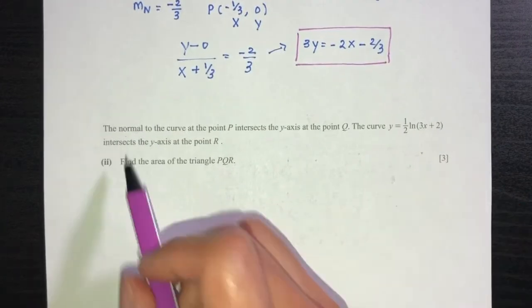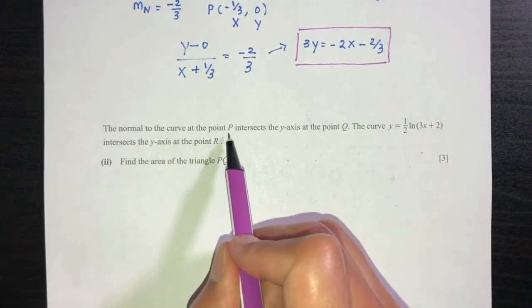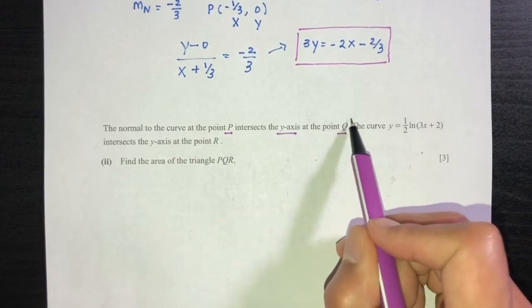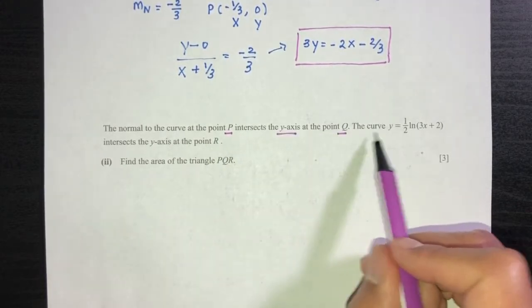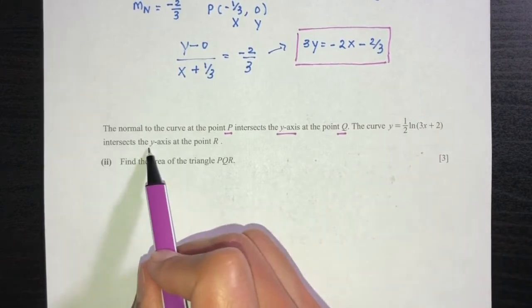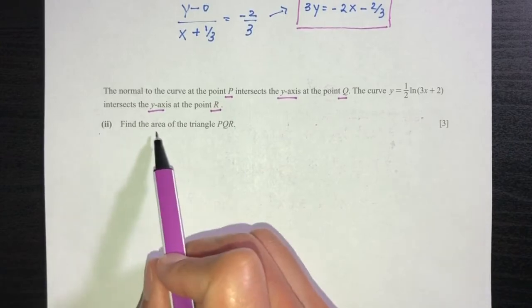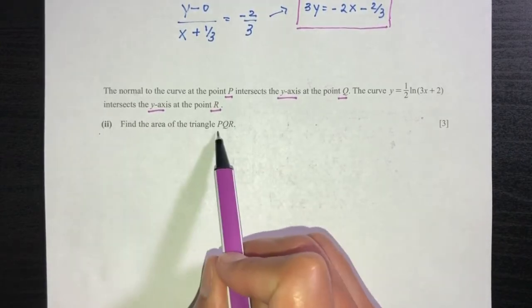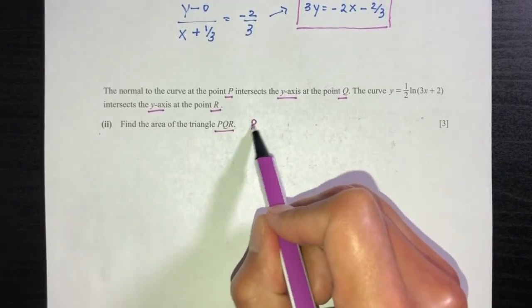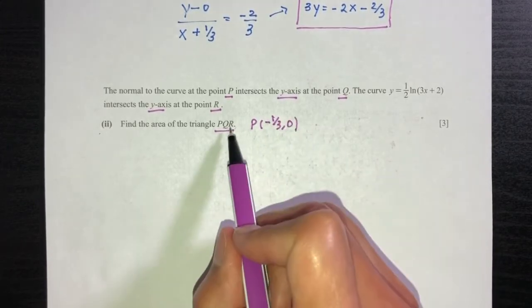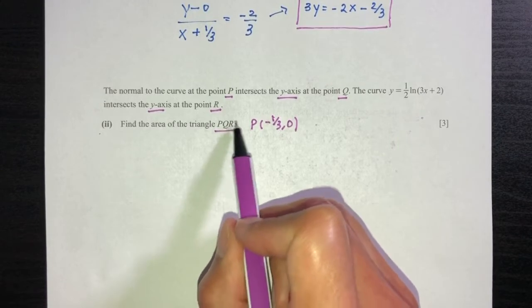Now part 2: the normal to the curve at the point P intersects the y-axis at the point Q, and the curve itself intersects the y-axis at the point R. The question is, we have to find the area of triangle PQR. We know the point P has been given to us as minus 1 over 3, 0. So we have to find the point Q and point R.